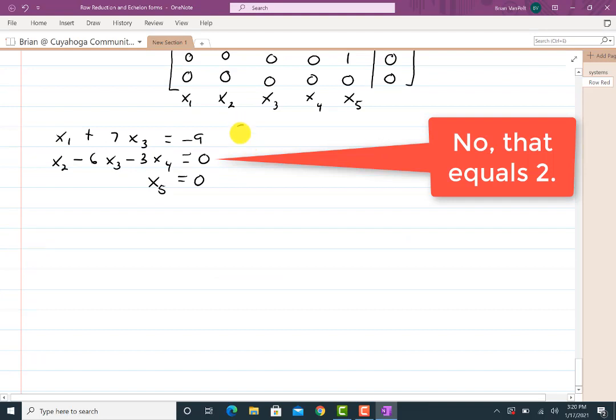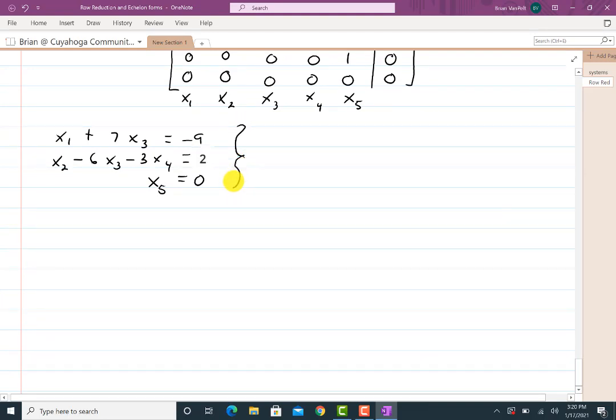Now what I can do with these is, here's the plan. Notice that x3 is involved in the first 2 equations. So I can use x3 as a way of describing my answers. So the first equation can look like this. x1 can equal negative 7x3 minus 9. And then x2 can equal 6x3 plus 3x4. And then of course x5 is taken care of. So when we write our answer, it looks like this.